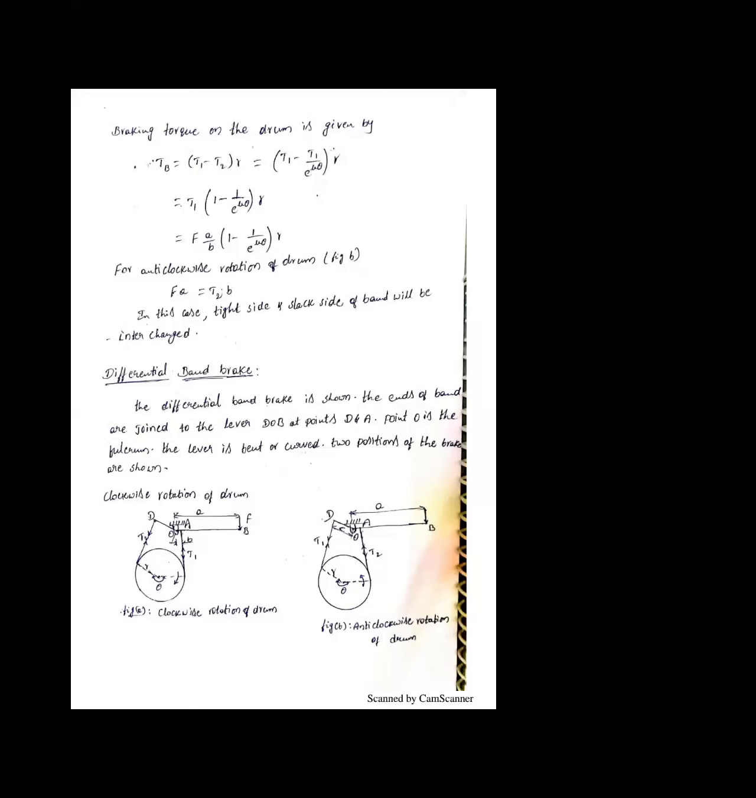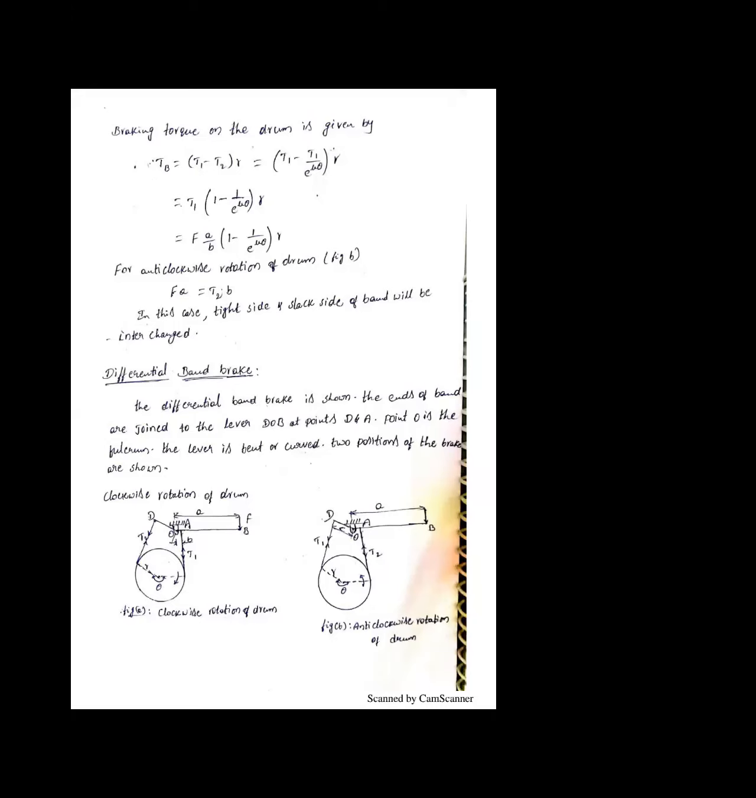In the second case, when the drum is rotating in the anti-clockwise direction, I already said that TB equals F into A by B into (1 by e power mu theta minus 1) into R. That is the small amendment when you take the second condition.